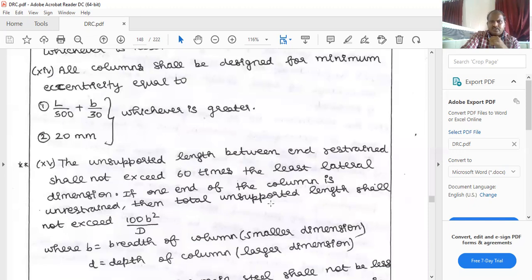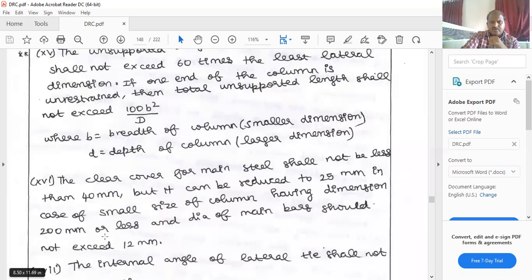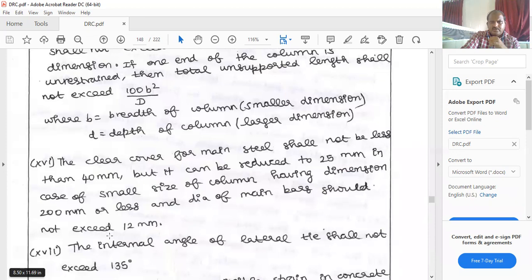That is, the total unsupported length shall not exceed 1100 b square divided by d, where b is the breadth of the column, the smaller dimension, and d is the depth of the column. And the clear cover for main steel shall not be less than 40 mm, but it can be reduced to 25 mm in the case of small size columns having a dimension of 200 mm or less, and the dia of the main bar should not exceed 12 mm dia.